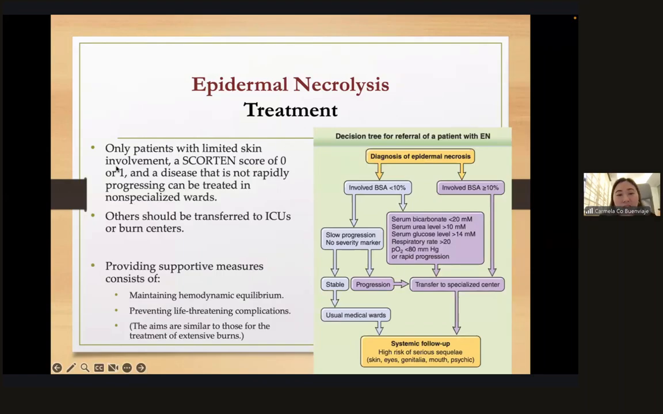Okay, so only patients with limited involvement, meaning a SCORTEN of 0 or 1, and a disease that is not rapidly progressing can be treated in regular wards or regular hospital rooms. Otherwise, if the SCORTEN is higher than 1, they should be transferred to either an ICU or a burn center. We should provide supportive measures for these patients, maintaining hemodynamic equilibrium and preventing life-threatening complications. So the aims are actually similar to those for patients being treated for extensive burns.